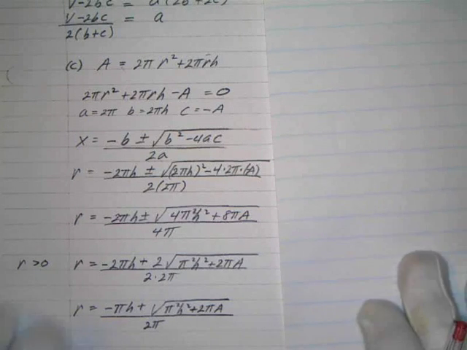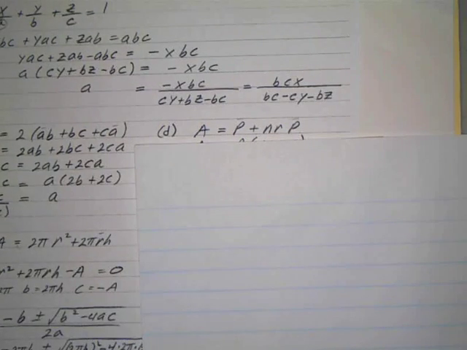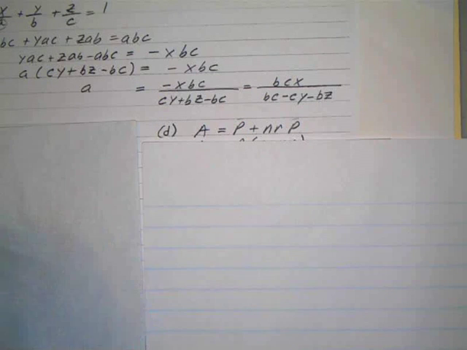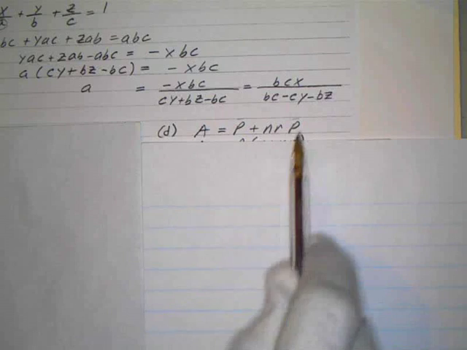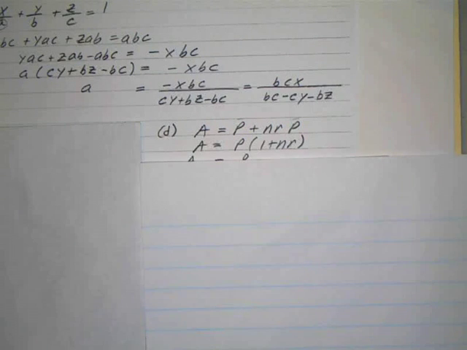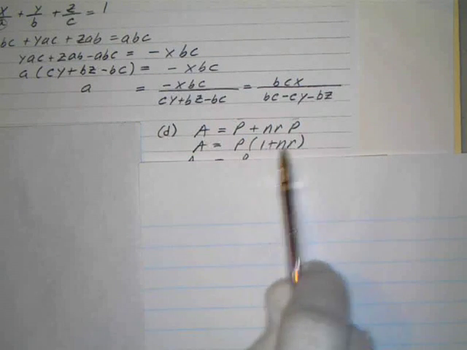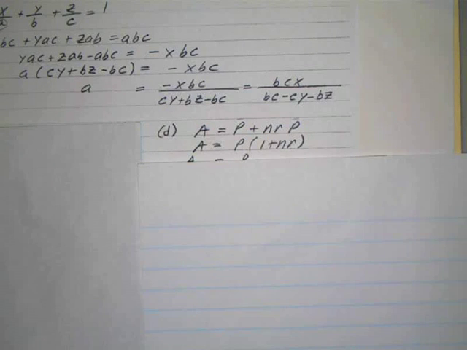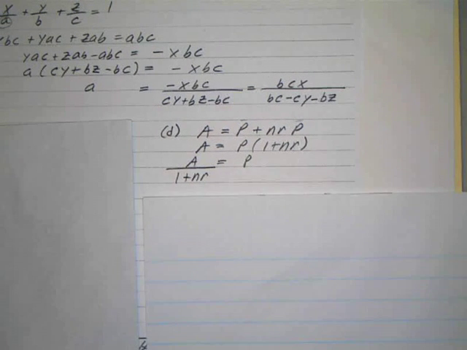Okay, letter D. Here's good old letter D. And again, we want to solve this for P. So it's already pretty much set up. All I have to do is factor out the P. And I've got 1 plus NR, and then just divide both sides by 1 plus NR, and then you've got it. So that worked out nice. That was a pleasant relief after letter C.